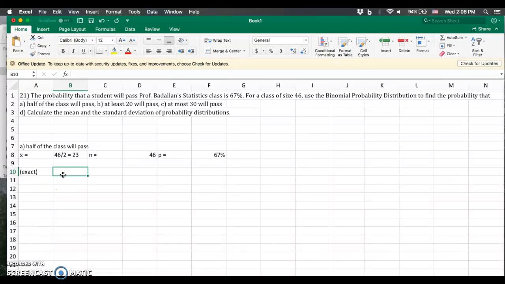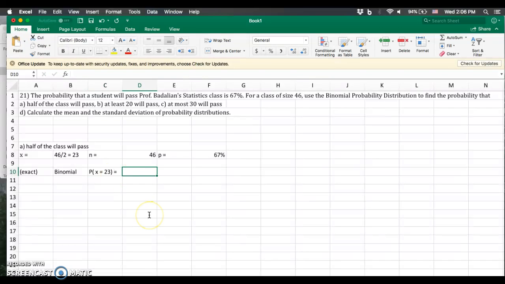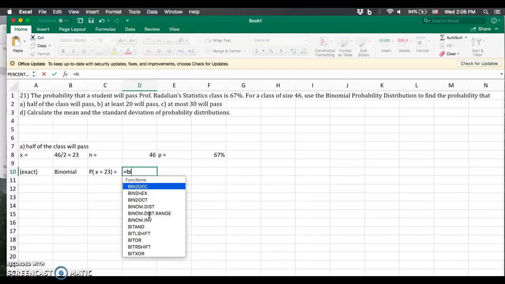So exact, when we're talking about binomials, we're going to use the probabilities. We have x exactly equal to 23, 50%. It is going to be P of x equals 23 equals, so the probability, I'm going to be using the binomial distribution.